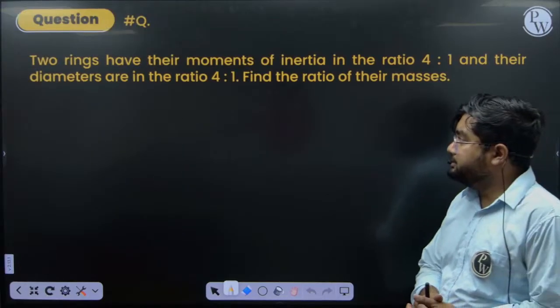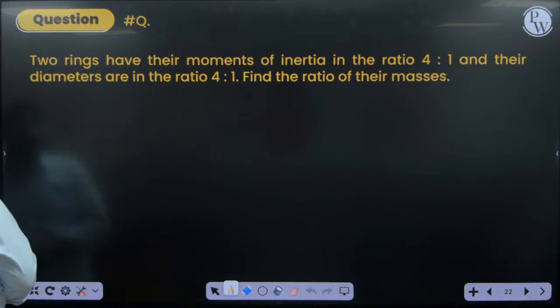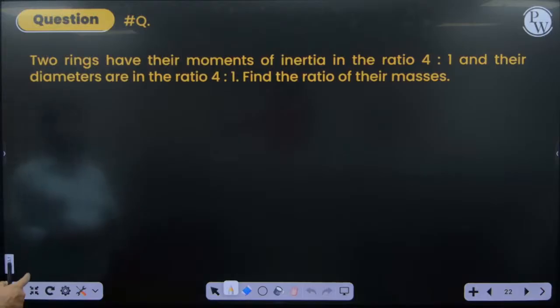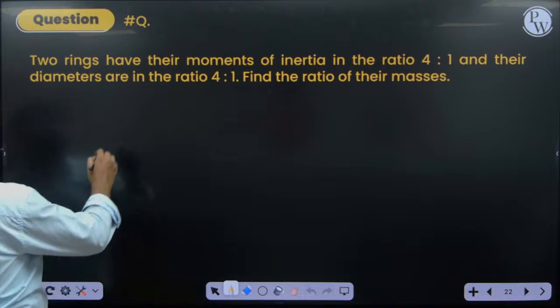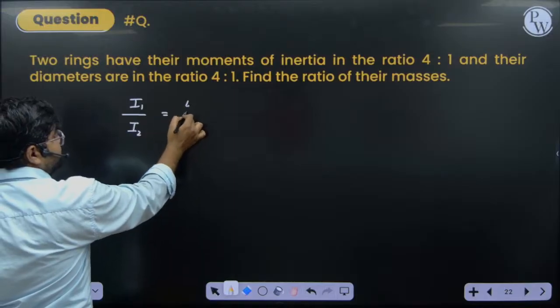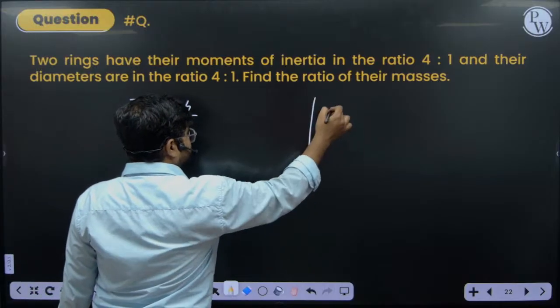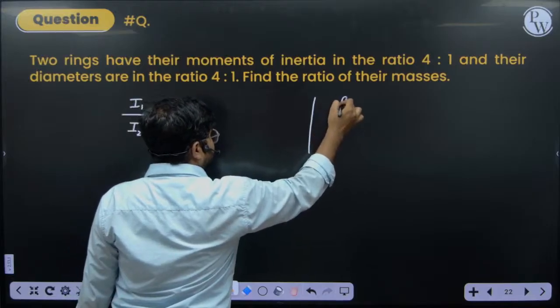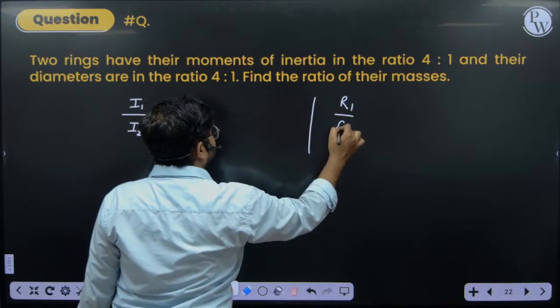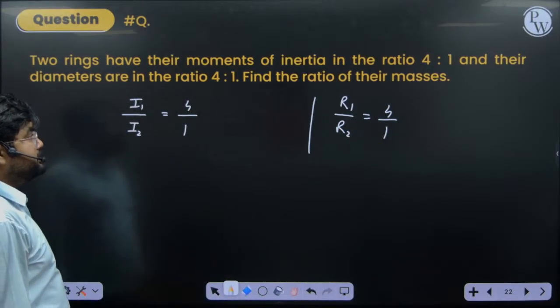Now we have a question. Let us try to do this question. So it's given that two rings have their moment of inertias in the ratio 4 is to 1. And their diameters are in the ratio 4 is to 1. If diameters are in the ratio 4 is to 1, radiuses are also in the same ratio. We have to find the ratio of their masses.